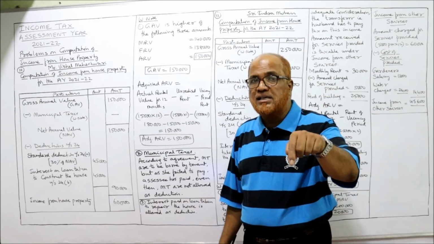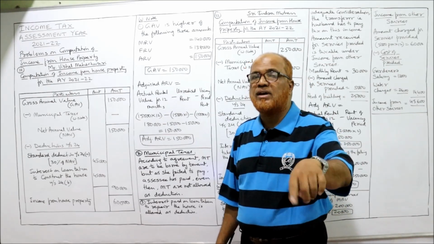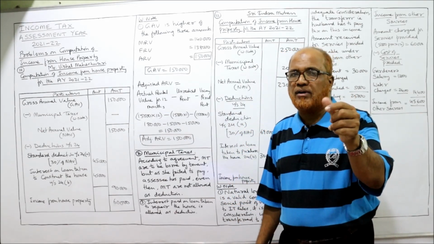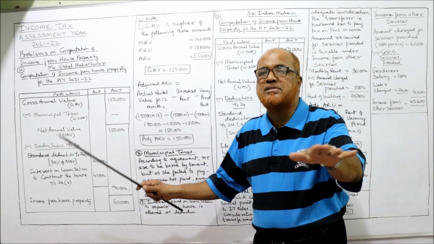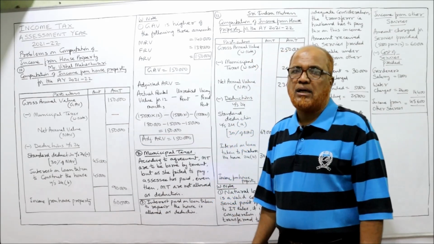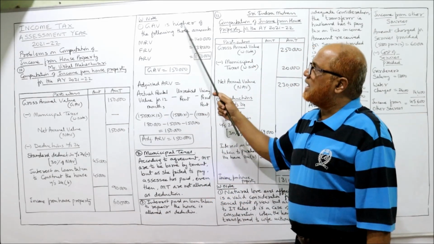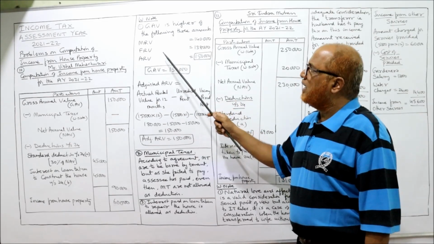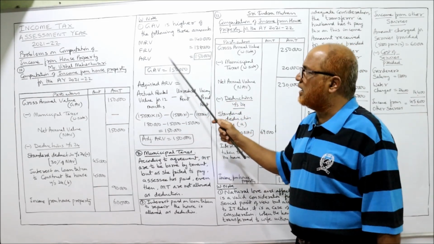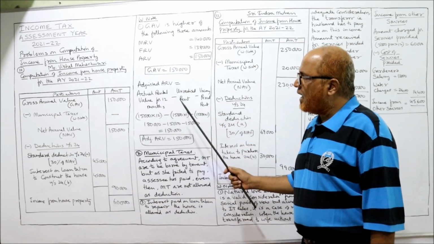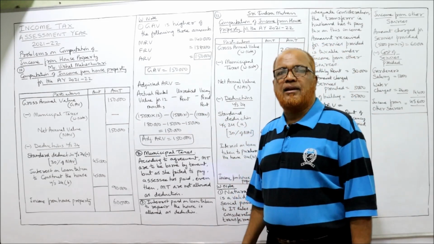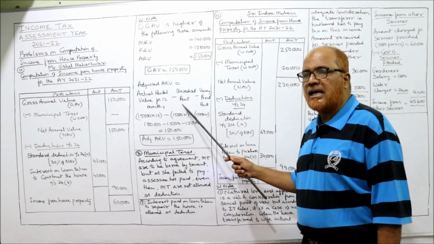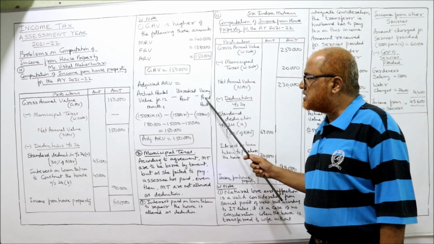There is unrealized rent and also there is a vacancy period. February month rent is not recovered, and in March the premises were completely vacant. Now, GAV is the higher of the following three amounts: MRV 1,40,000, municipal rental value given; FRV 1,38,000 given; and ARV. Now, adjusted ARV we will calculate: actual rental value for 12 months minus unrealized rent minus vacancy period rent.